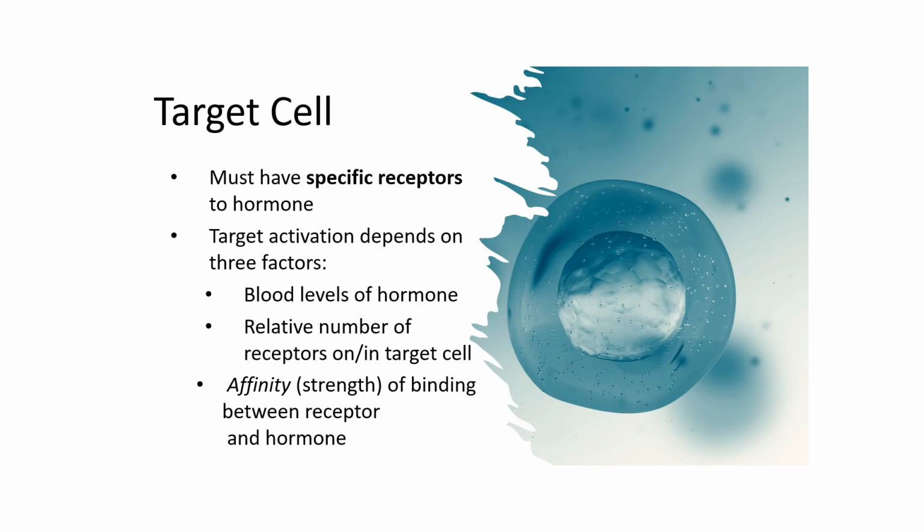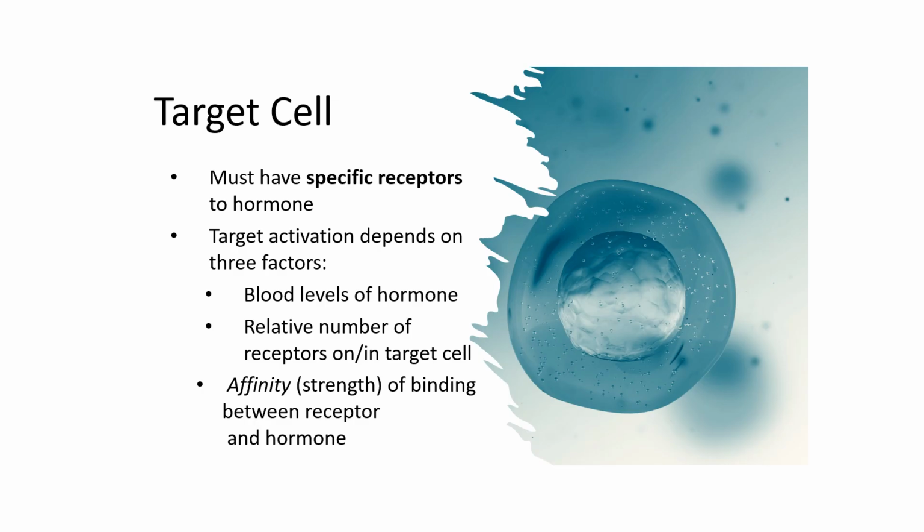If we have only a few receptors on the plasma membrane, and I'm talking specifically about water-soluble hormones, but let's just use that as an example, and we have lots and lots of hormone, we're not going to have a lot of activation because we don't have enough receptors to accommodate the concentration of hormone in the blood. If we have a decent amount of receptors available to interact with the hormones, then we're going to have some good target activation. And then there's the strength or affinity of binding between the receptor and the hormone.